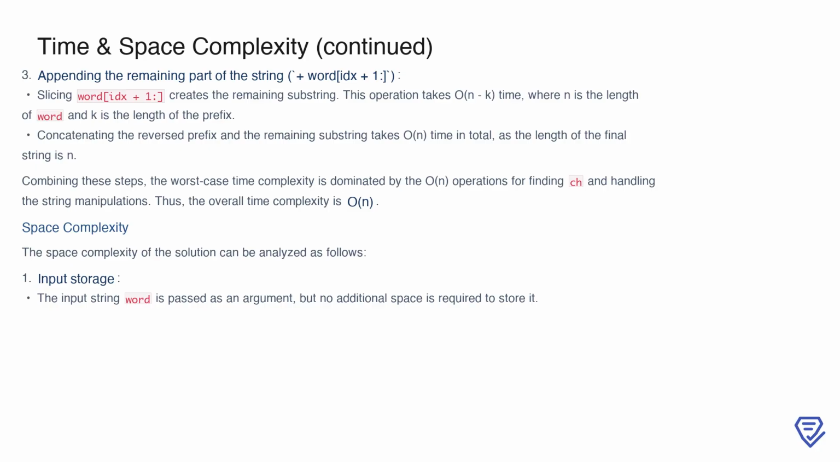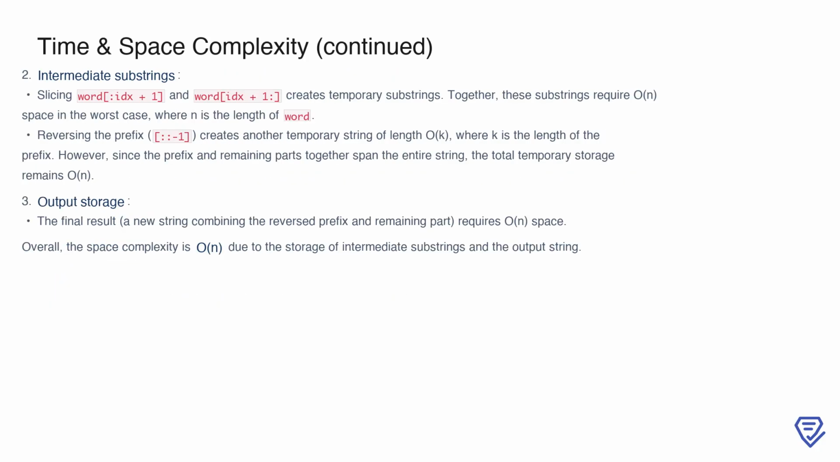Now, looking at space complexity, the input string is passed as an argument, and no additional space is explicitly allocated for it. When considering intermediate substrings, slicing operations like word[:idx+1] and word[idx+1:] create temporary substrings that require O(n) space in total, as their combined length equals the length of the original string. Additionally, reversing the prefix creates another temporary substring, which takes O(k) space, where k is the length of the prefix.